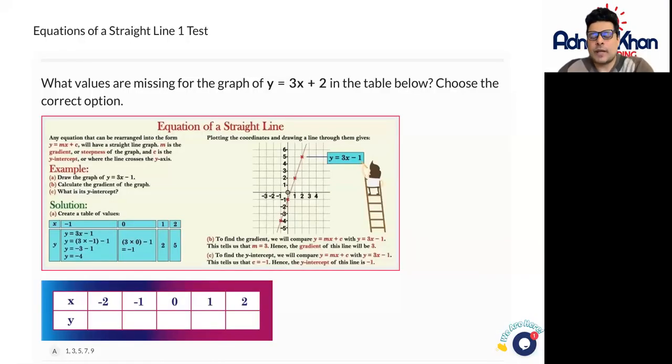Hello everybody, so welcome to Equations of a Straight Line Test 1. This is algebra. So let's show you how we work out these particular questions.